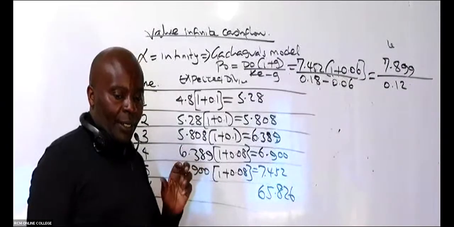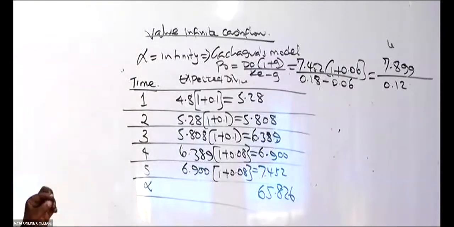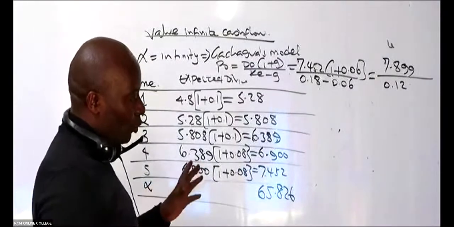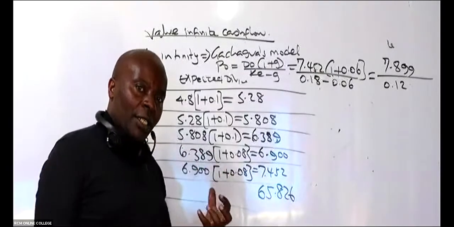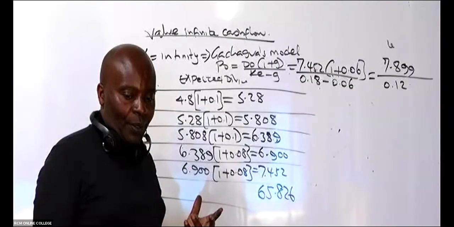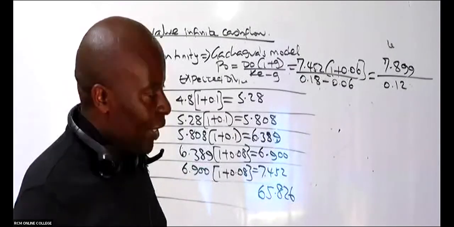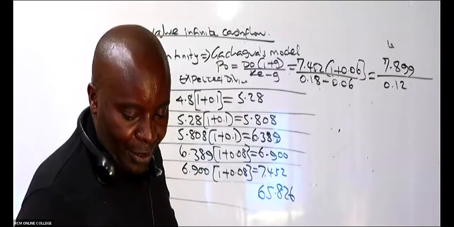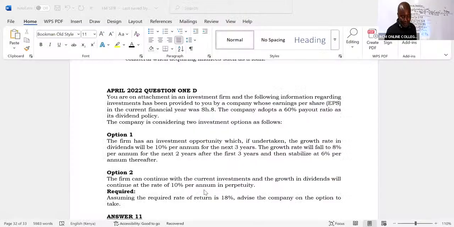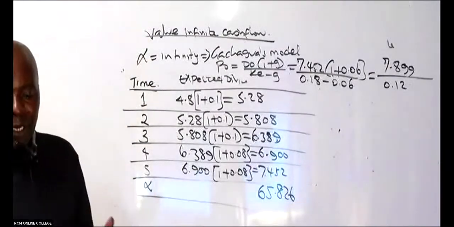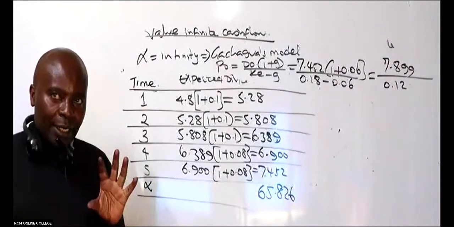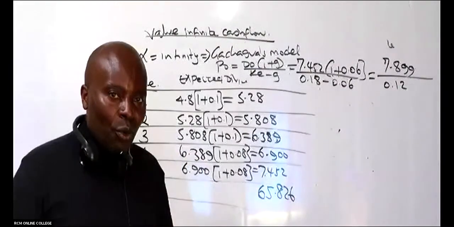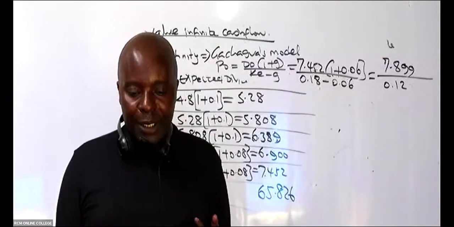Ladies and gentlemen, if there is anything that I would want you to really gain out of this session, it is how to calculate this infinite cash flow. Pardon, 18% has been given. 18% is the required return. It is here. Assuming the required return is 18%. It has been given, right? So anytime you hear about infinite, always remember the HCB model: D0, growing, Ke minus g.